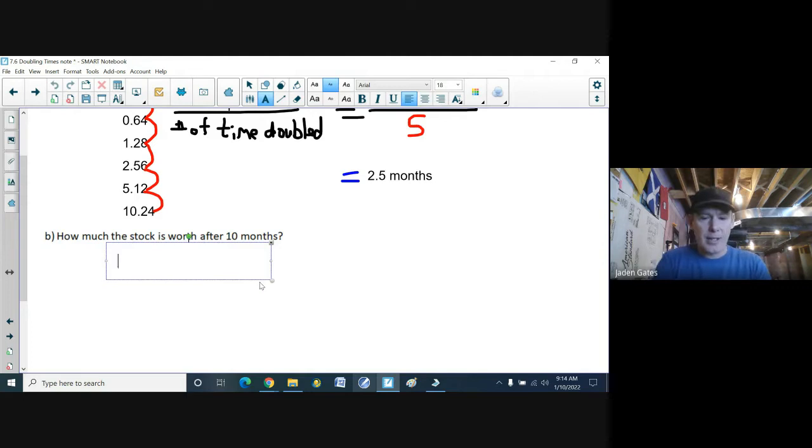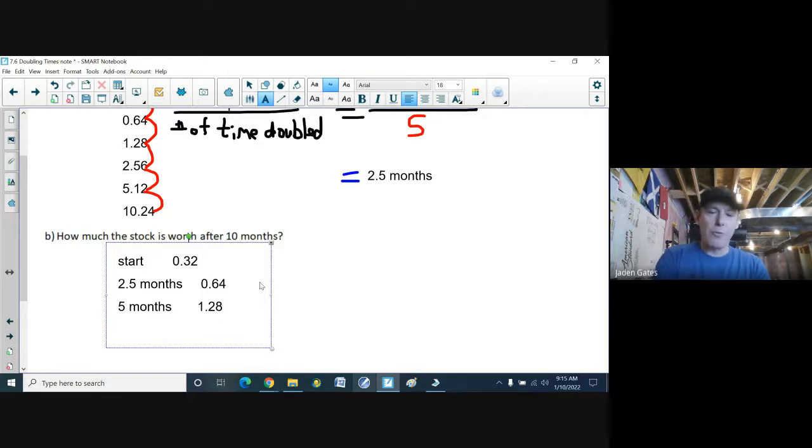So again, let's see here. At the start, worth 32 cents. Now, 2.5 months later, it's going to be worth 64 cents. Then I add 2.5 months, so I get 5 months. It's worth $1.28. Then I add 2.5 months again, so I'm at 7.5 months.